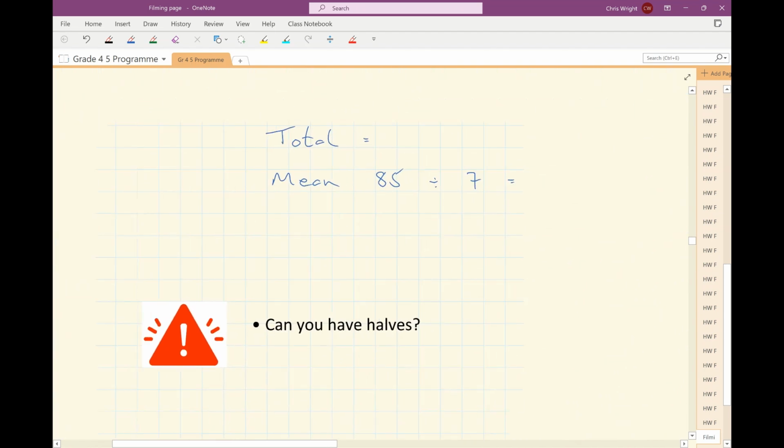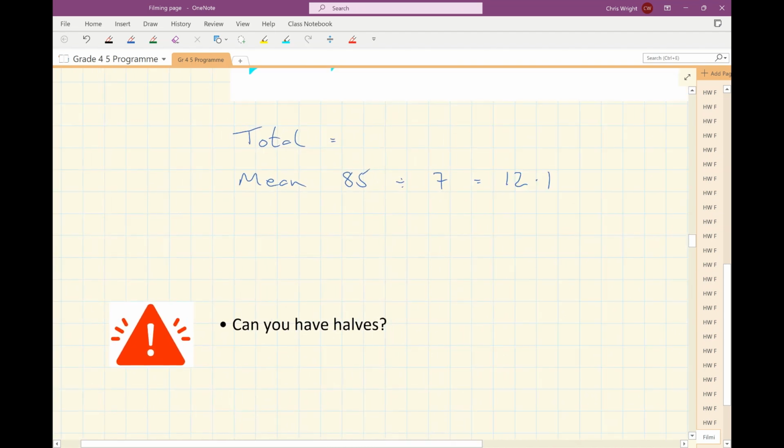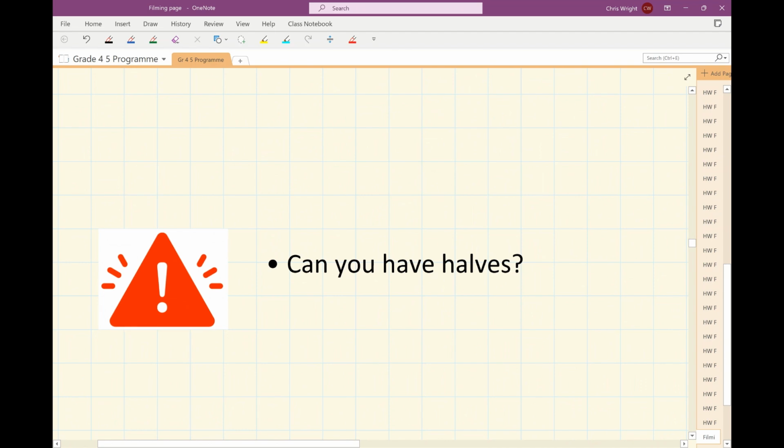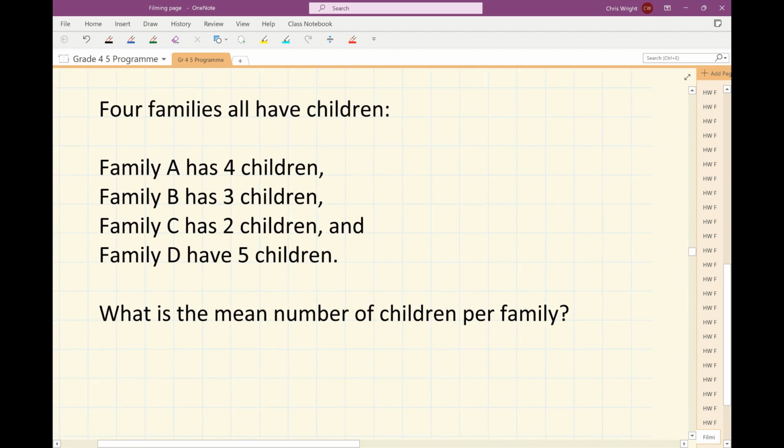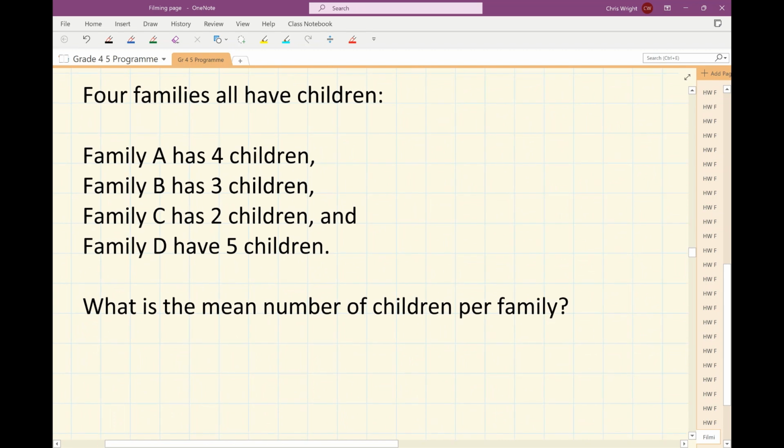Now, after that example, maybe this question, can you have halves, is kind of obvious because in the question we've just done, we had a decimal answer. But let's just talk about, can you have halves? Well, let's have a look at this example here. Maybe pause the film, have a go at the question, and then see if you and I agree.